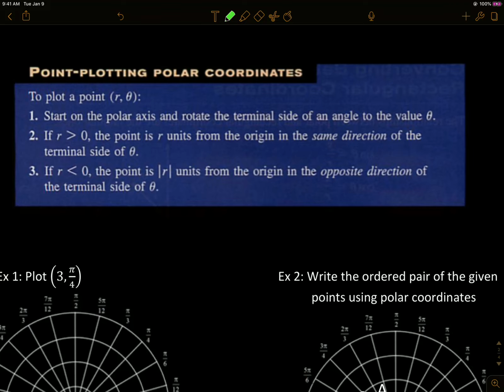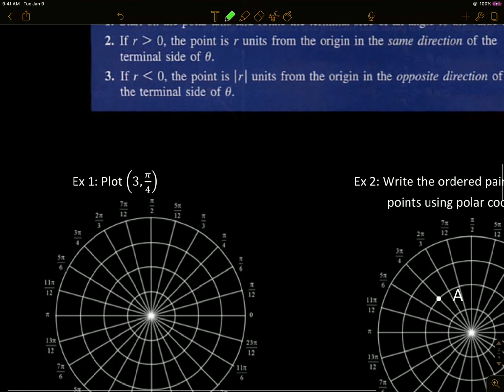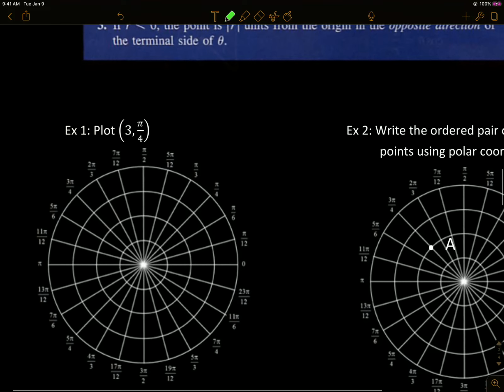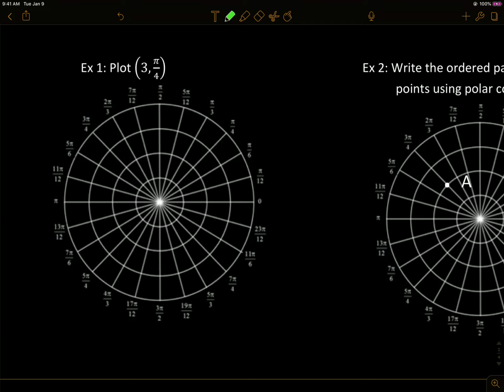All right, so welcome back. Let's do some practice. Step 1 says to start on the polar axis. Again, our polar axis is right here. And we're going to first look at our theta. We're going to rotate to π/4.